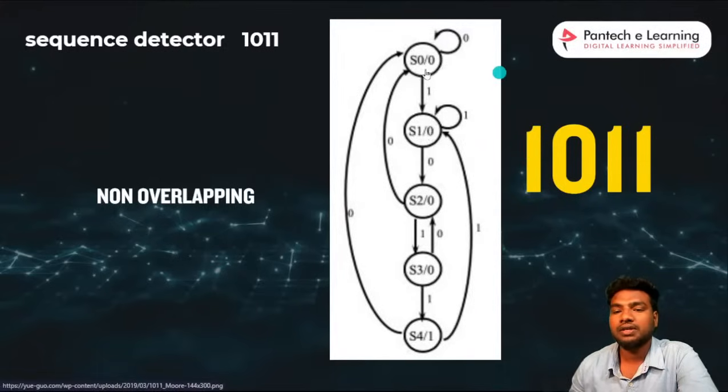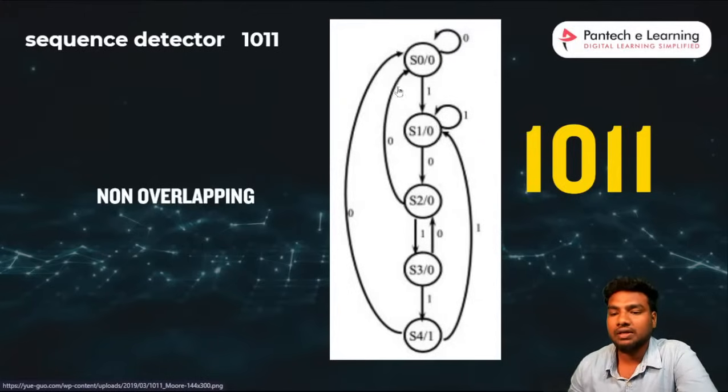If the input is 1, it will move to the next state. So my next state is S1, and it will come here. Since it has the 1 value, our sequence outputs a 1. The S1 state stores the 1 value, and then it will check the next input.